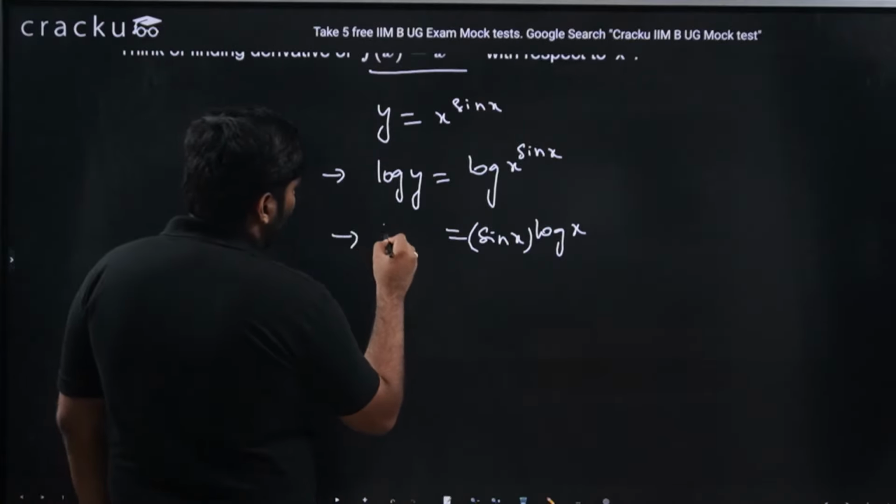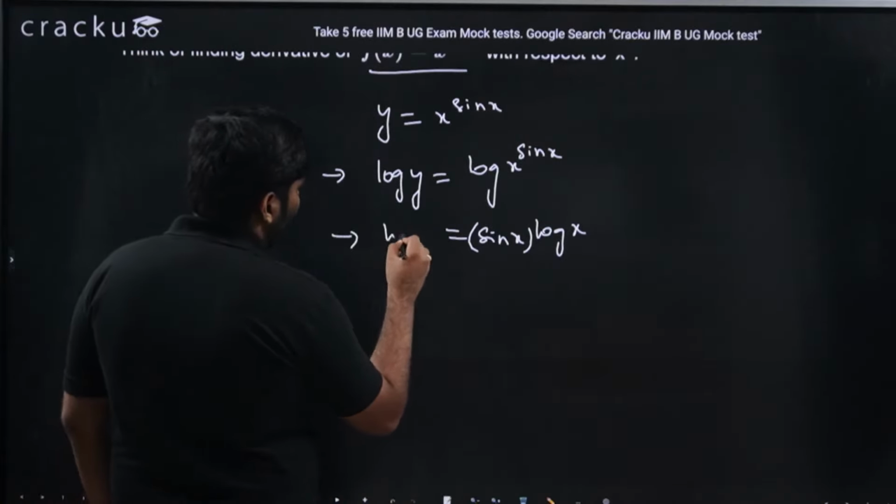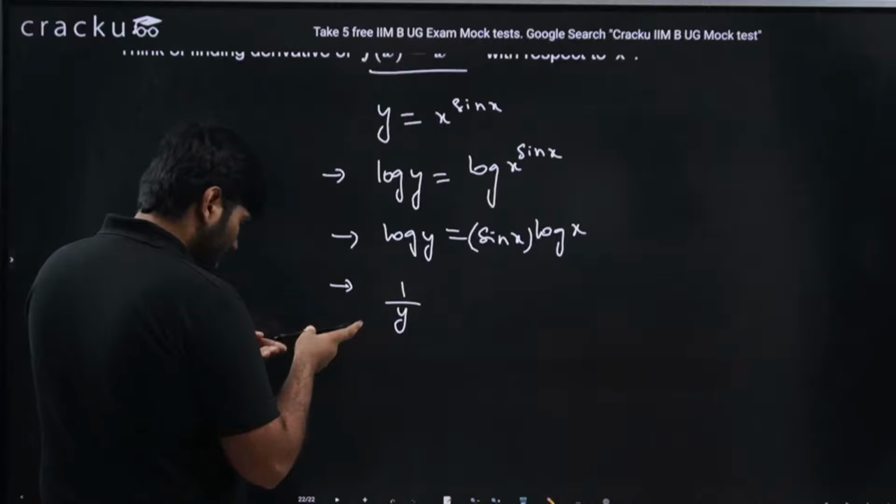So we get log y is equal to sin x into log x. Now this is the term of y with respect to x. So what we do now is we differentiate with respect to x on both sides. Log y differentiation is 1 by y.